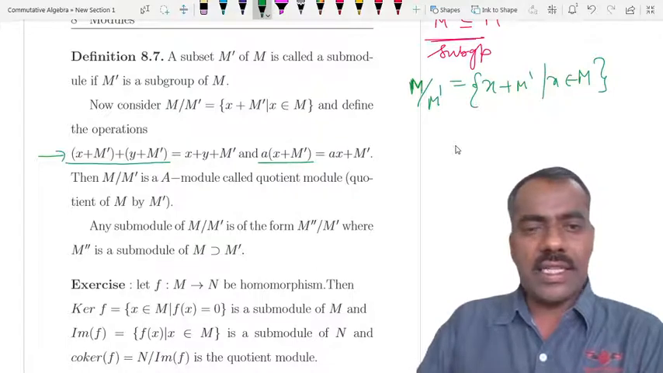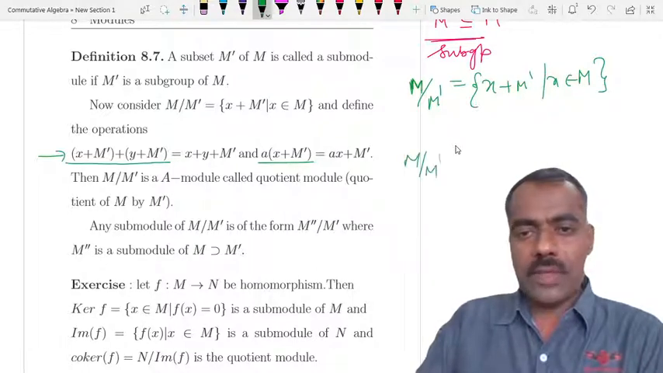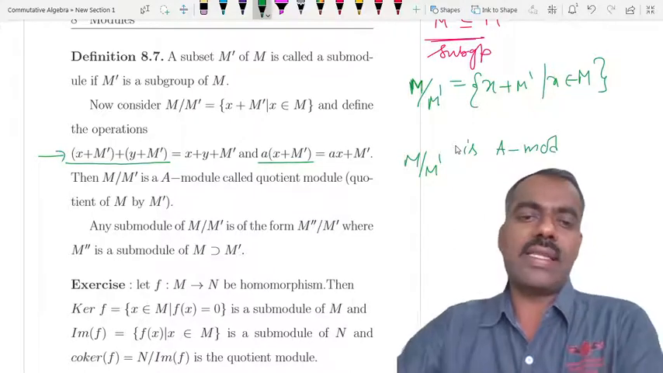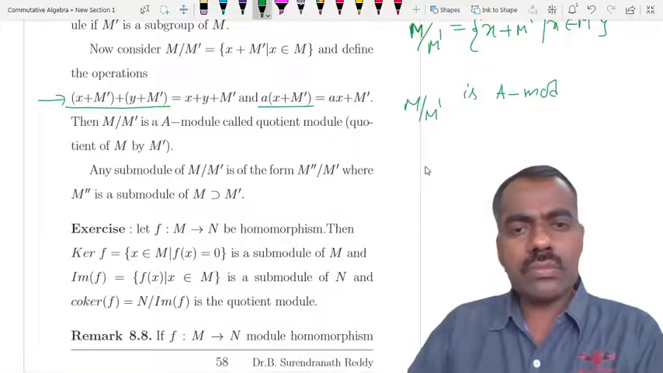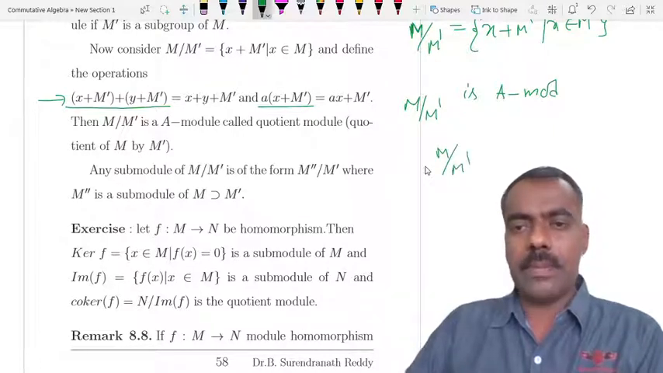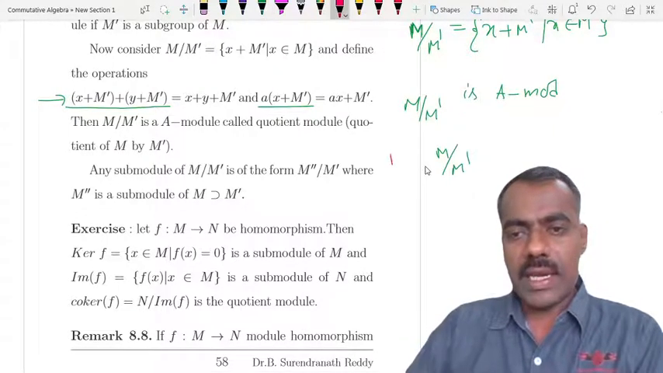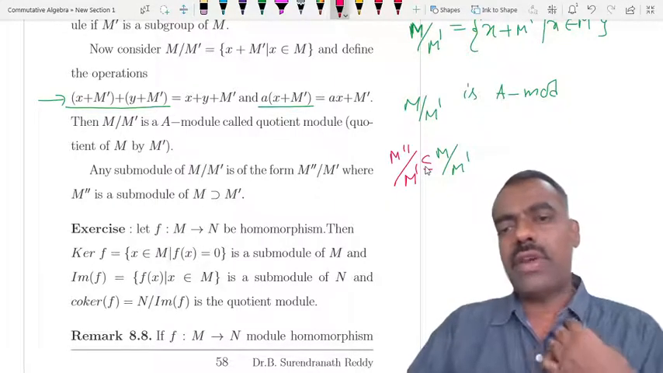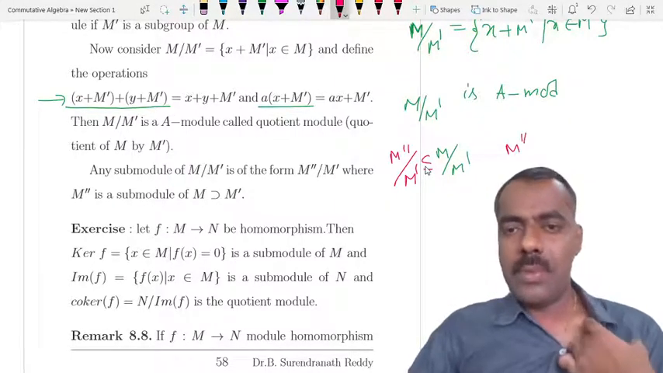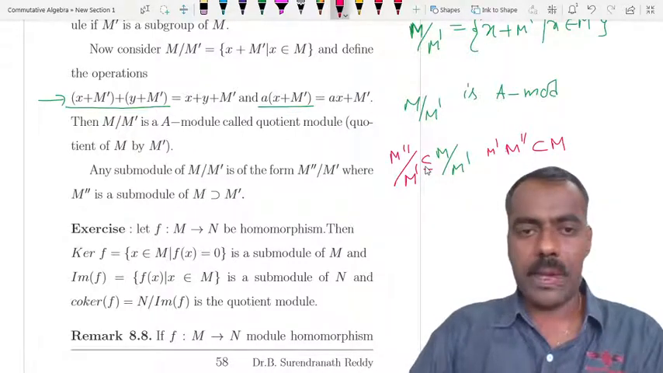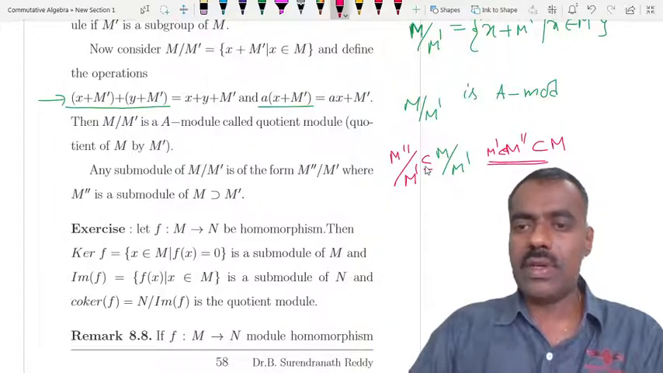Then you can check that this M modulo M prime, with respect to these two operations, is an A module, right? And you can call it the quotient module. Similarly, if you take M modulo M prime, how does any submodule look here? It looks like M double prime modulo M prime, where M double prime is a submodule of M containing M prime.